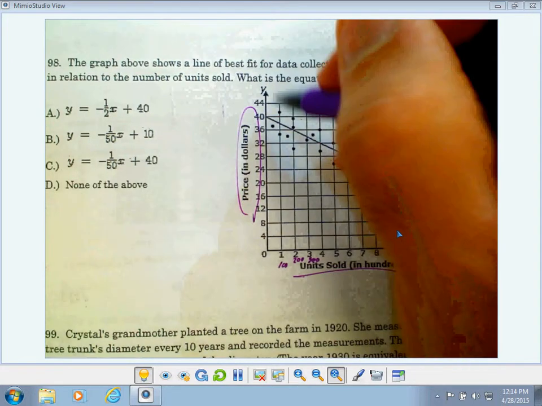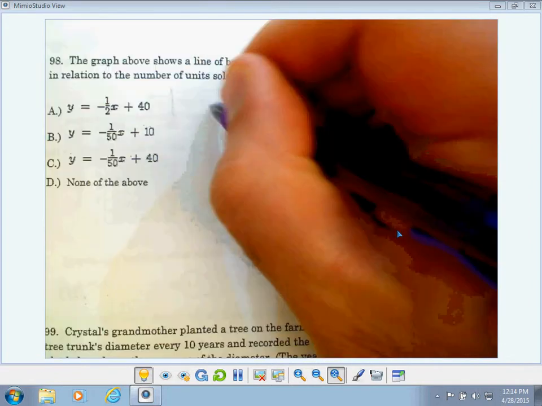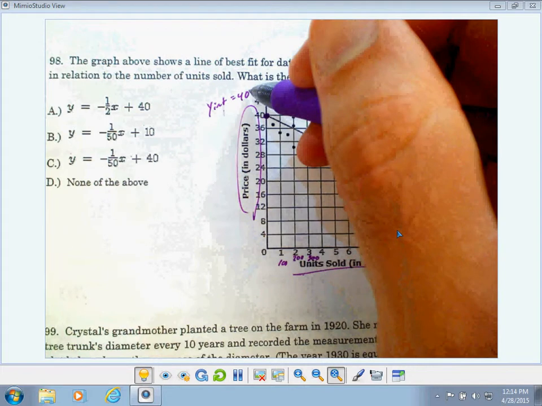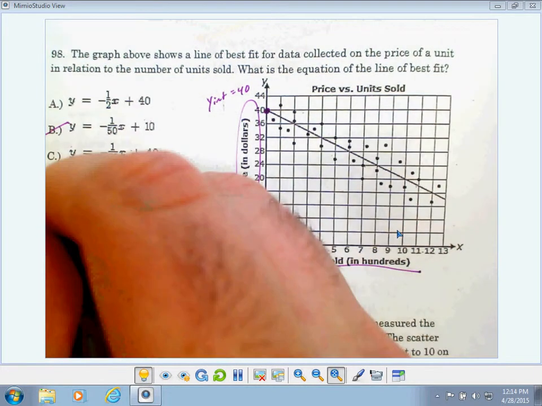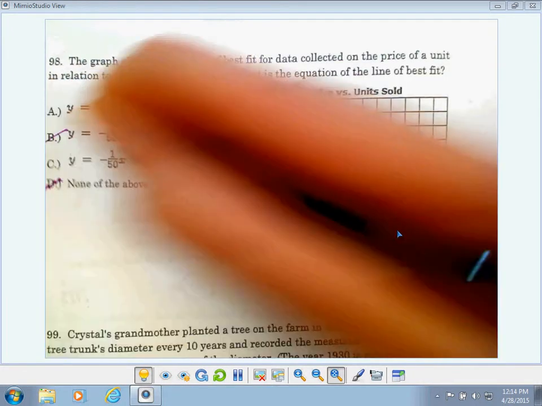So the first thing I noticed is that the best fit line starts right there with a y-intercept equal to 40, which means on the end it should say plus 40. So I know that B is incorrect, and D, there's definitely a line of best fit. Well, let's leave that one just in case.